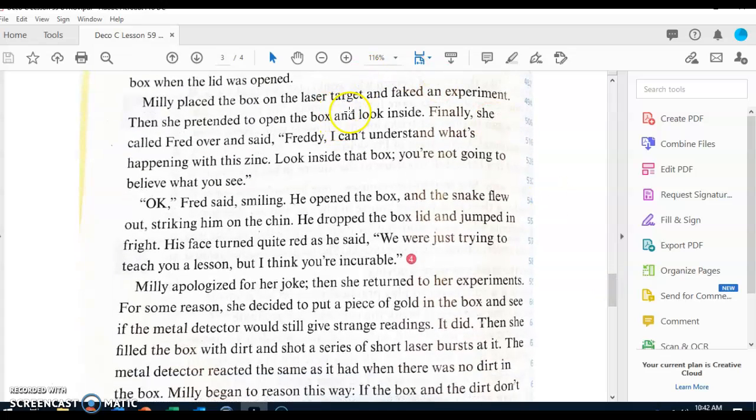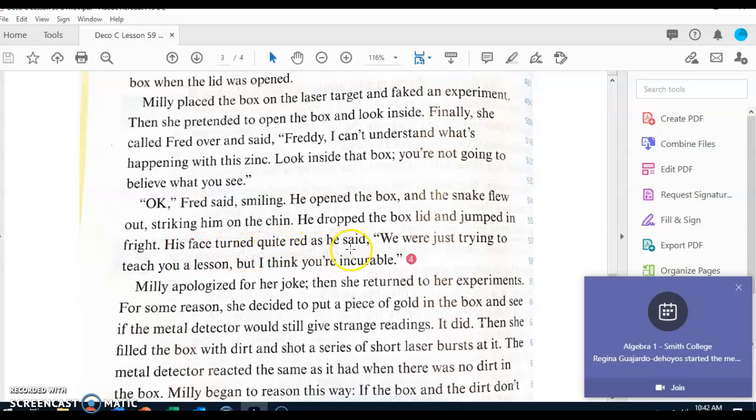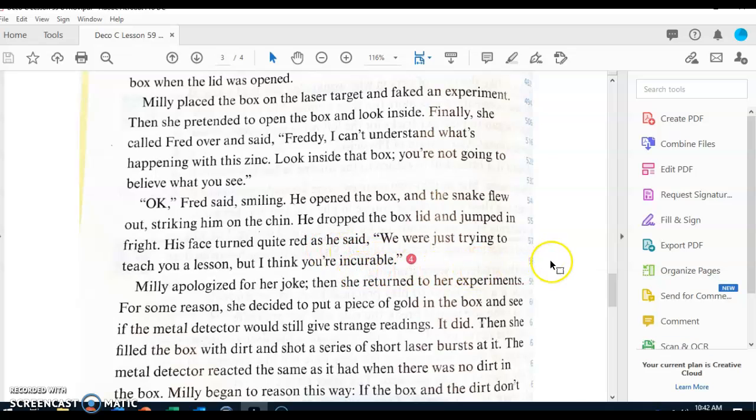Millie placed the box on the laser target and faked an experiment, and she pretended to open the box and look inside. Finally, she called Fred over and said, "Freddie, I can't understand what's happening with the zinc. Look inside that box. You're not going to believe what you see." "Okay," Fred said, smiling. He opened the box and the snake flew out, striking him on the chin. He dropped the box lid and jumped in fright. His face turned quite red as he said, "We were just trying to teach you a lesson, but I think you're incurable." Listen to question number 4.